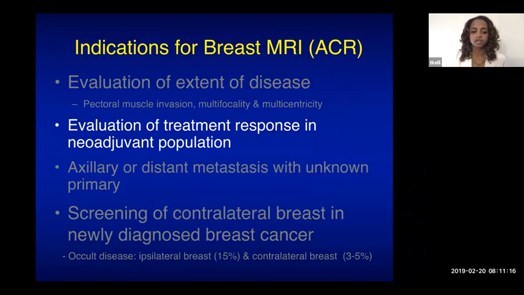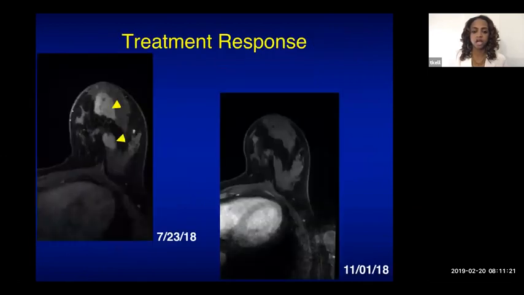Another indication is to evaluate treatment response in patients receiving neoadjuvant chemotherapy. I'll show you an example here. This was a patient that had invasive ductal carcinoma, and you see these two large enhancing masses. And this was obtained in 2018. And after a few months of chemotherapy, you can see that the enhancement has basically resolved, meaning the patient was responding to treatment. So MRI would help you assess treatment in the population that's receiving neoadjuvant chemotherapy.